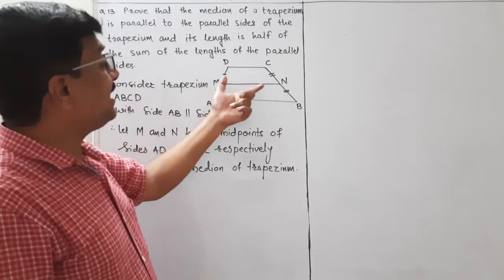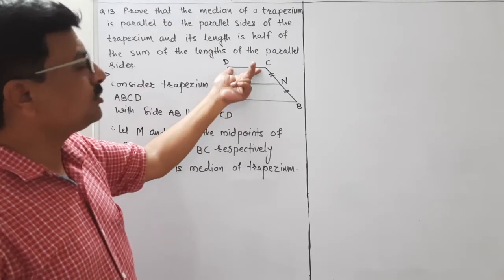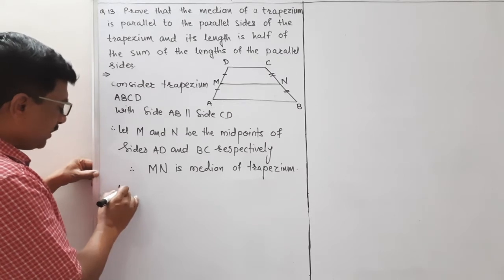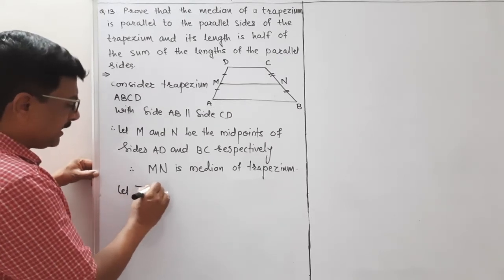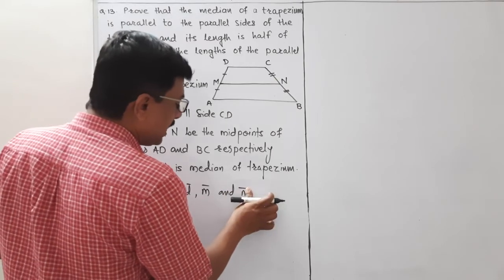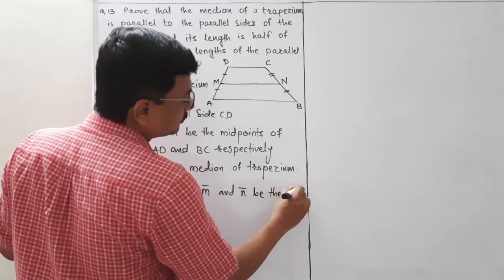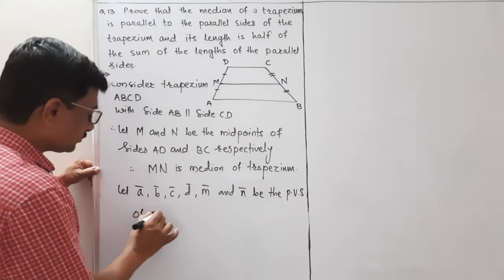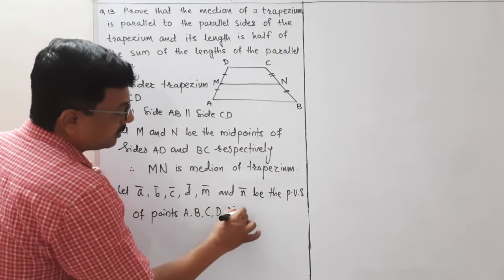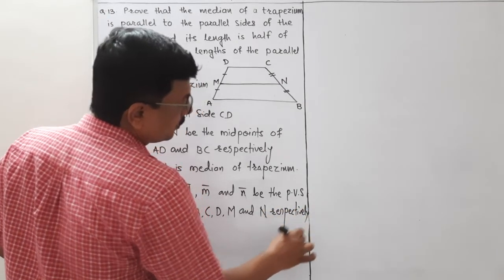और अब आपको प्रूव करना है कि MN ये AB और CD को पैरेलल है और MN की जो लेंथ है वो हाफ ऑफ द लेंथ ऑफ साइड्स AB एंड DC। तो इसके लिए हम पहले मिड पॉइंट फॉर्मूला यूज करेंगे। तो पहले पोजीशन वेक्टर क्या क्या होंगे, लेट A वेक्टर, B वेक्टर, C वेक्टर, D वेक्टर, M वेक्टर एंड N वेक्टर be the position vectors of points A, B, C, D, M and N respectively.